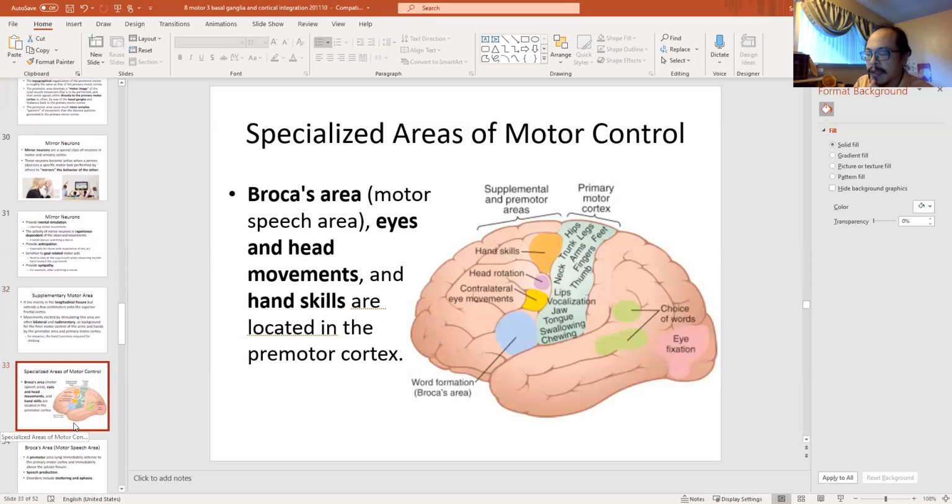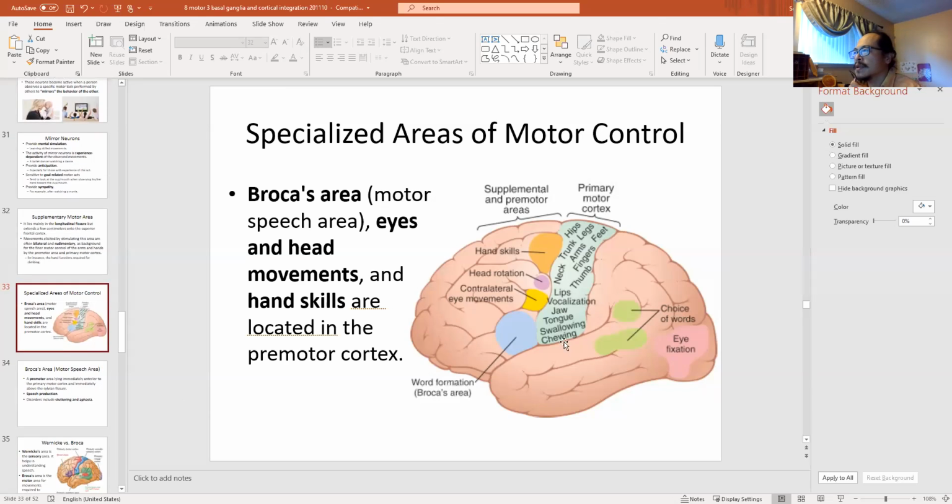So that's three regions, and we also have some specialized areas for motor control. Here we will talk about this area: hand skills, head rotation, contralateral eye movement, Broca's area, and the choice of words. So we will look into this one here.